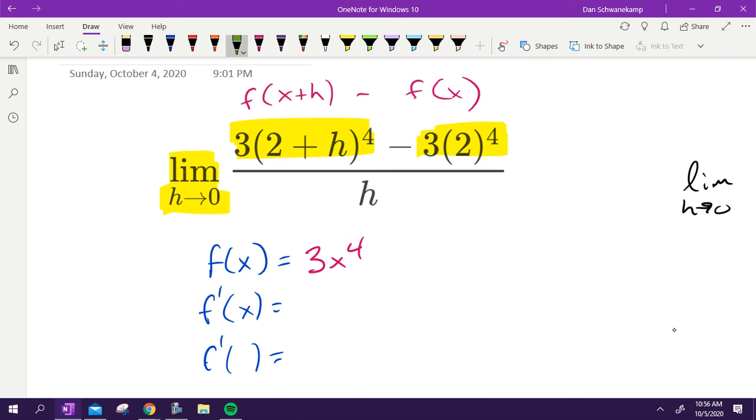All right, cool. I'm going to find the derivative. Derivative of 3x to the fourth would be 12x cubed. Then we're finding f prime at what number here? What value did they plug in for x? They plugged in 2, so it is 12 times 2 cubed. 2 cubed is 8. 12 times 8 would be 96.